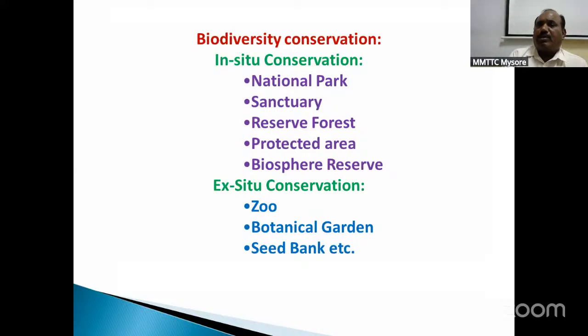For example, in biodiversity conservation, there are many divisions, such as in-situ conservation, ex-situ conservation. In-situ includes national parks, sanctuaries, reserve forests, protected areas, biosphere reserves, and ex-situ conservation includes zoological and botanical gardens, seed banks, etc. In spite of doing all this, the burden and difficulties and pollution are continuing.